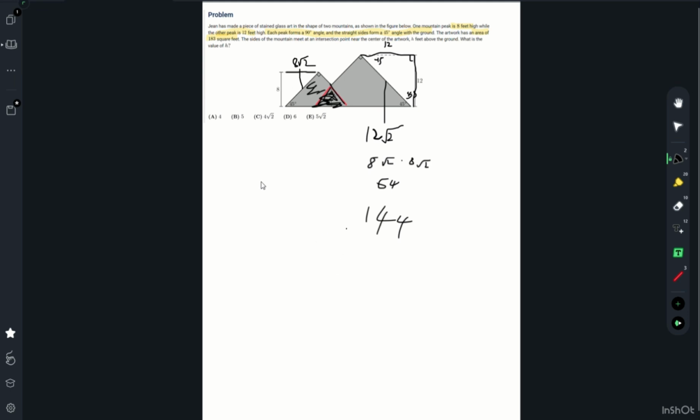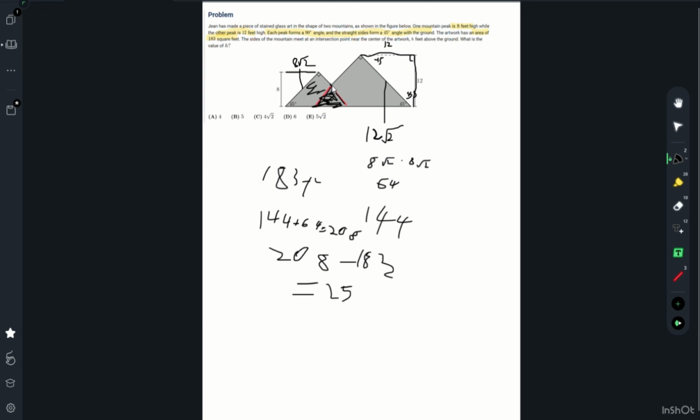So simply we do 144 plus 64 equals 208. Also, remember, because we have an overlap part here, 208 has to subtract 183. Like this. And this equals 25. So now we know that the area of this triangle is 25.